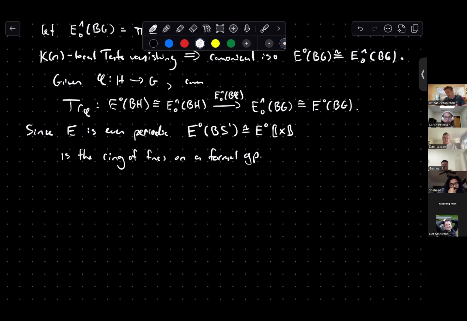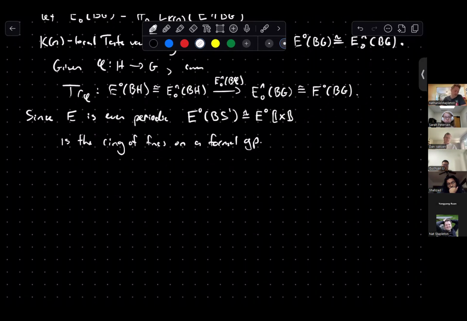But something special happens here because E naught is a complete local ring. This thing, E naught double brackets X, is itself a complete local ring. I can take the maximal ideal of E naught and add X to it to get the maximal ideal of E naught double brackets X. This isomorphism here, this is non-canonical. And it's better to think about the left-hand side as the ring of functions on the formal group. And it just happens to be isomorphic to that.